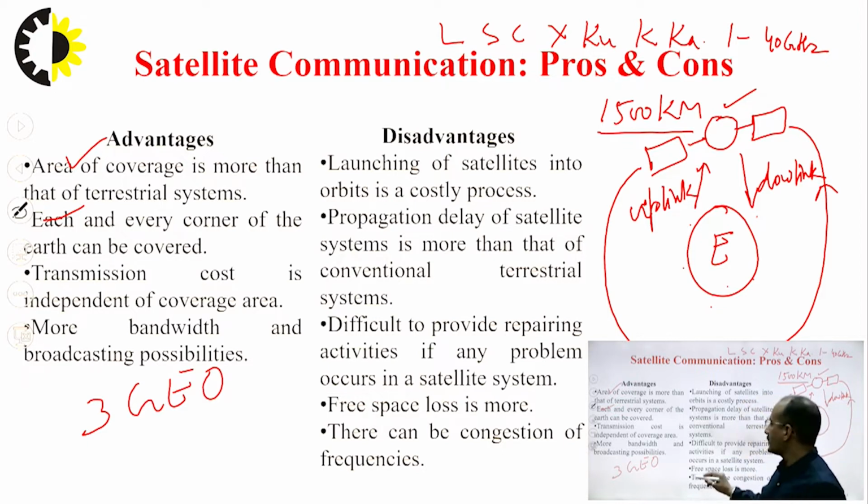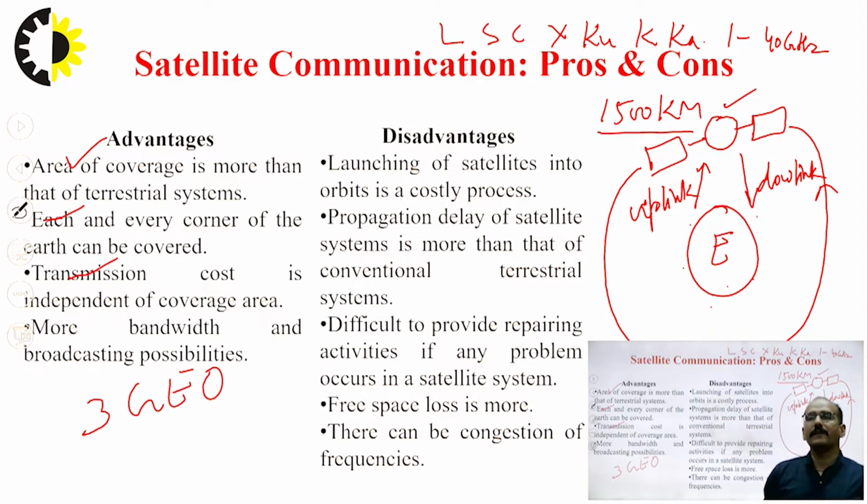If we are using medium orbit satellites, then the number increases to around 8 to 20 satellites. When we are talking about low earth orbit LEO satellites, it is about 20 to 60 satellites to cover the complete earth. Then the next advantage is that transmission cost is independent of coverage area.